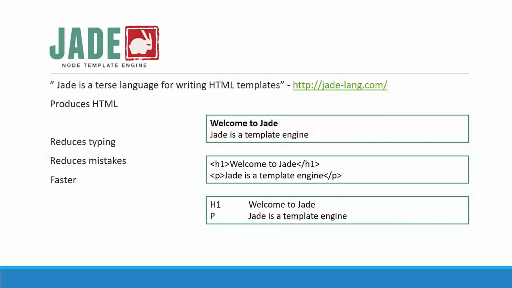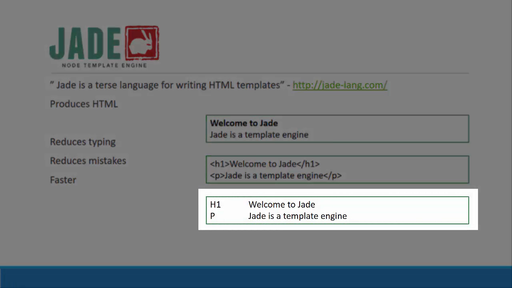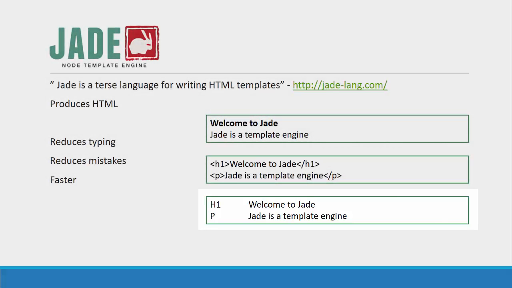If we would do the same in Jade, you can look at box 3. Here we start by writing h1 and then the text "Welcome to Jade," a new line, a p, and the text "Jade is a template engine." As you might see, in Jade we only need an opening tag and not a closing tag. That's because Jade has a syntax that defines that when you create a new line, the previous line is finished and it automatically closes the opening tag.